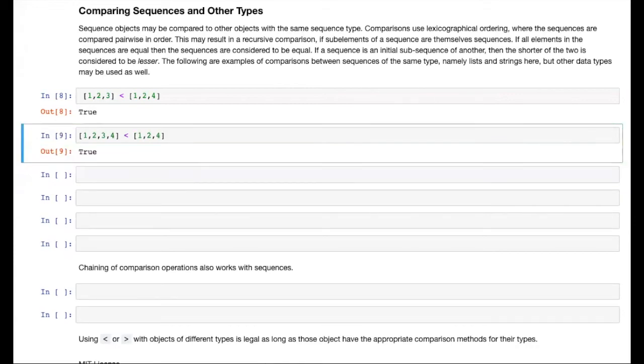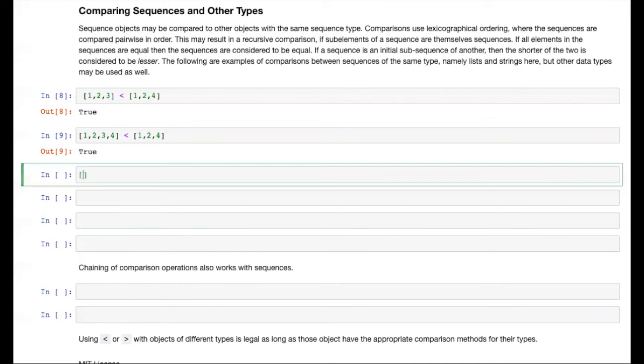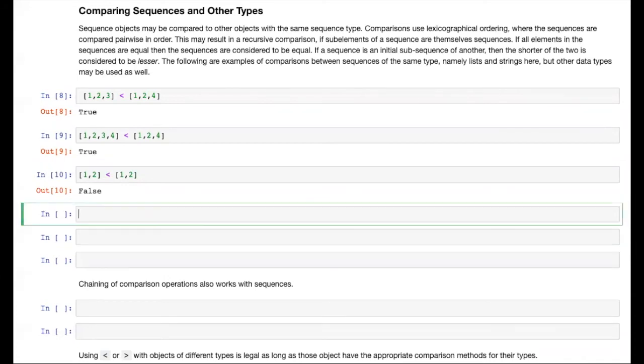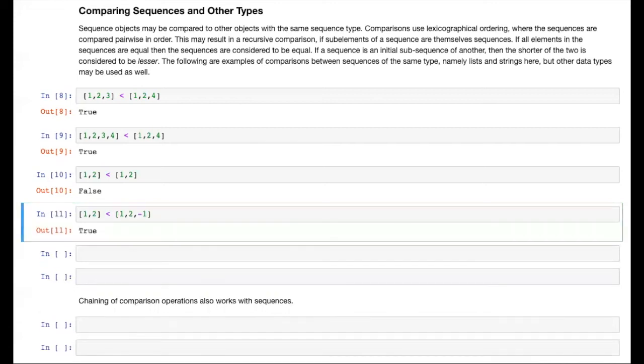and there's no issue if the sequences are of different length, as comparisons are made until at least one of the sequences is exhausted. Now, if all the elements in both sequences are equal, then the sequences are considered to be equal. So if I write [1, 2] less than [1, 2], we see that the result is false, because both lists are the same. However, if a sequence is an initial subsequence of the other, then the shorter of the two is considered to be lesser. So if I add -1 here to the second list, you can see that the first list is now considered to be the lesser of the two. So we get true here in this case.